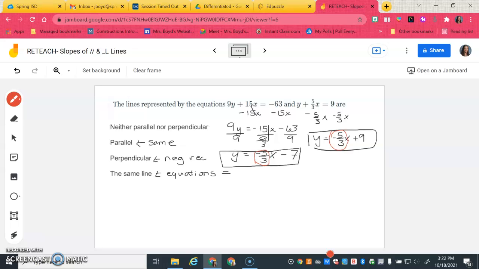So we're either looking at parallel or the same line. So how do I tell which one's which? These need to be different. If these are different, then they are parallel. If they were exactly the same, then it would be the same line. Okay, so in this case, these are going to be parallel because they have the same slope and because the y-intercepts are different. I have a negative 7 y-intercept and a positive 9 y-intercept. That makes them parallel.